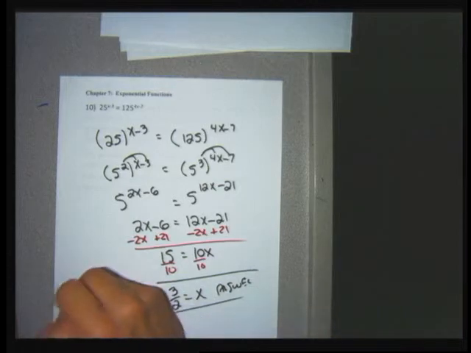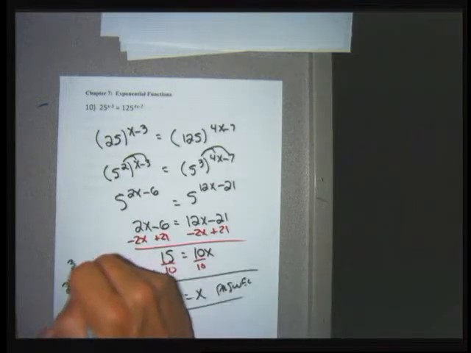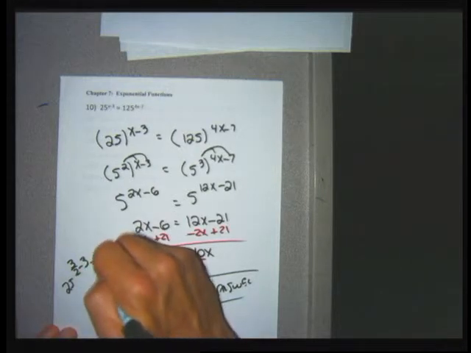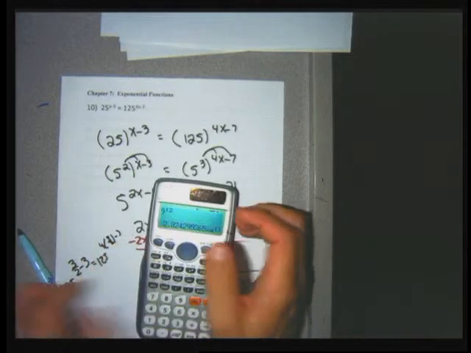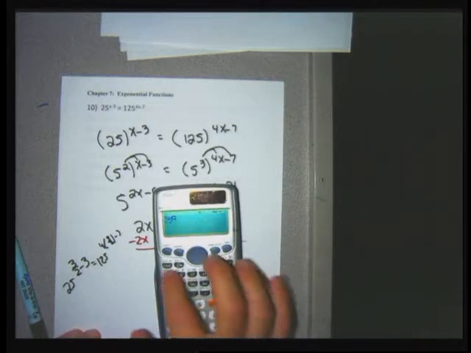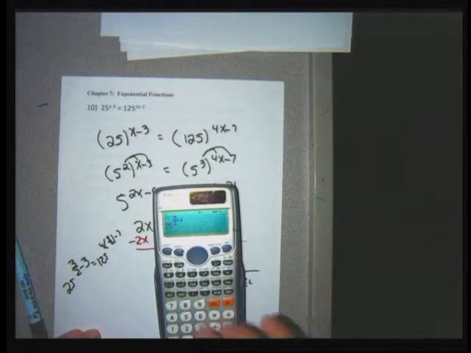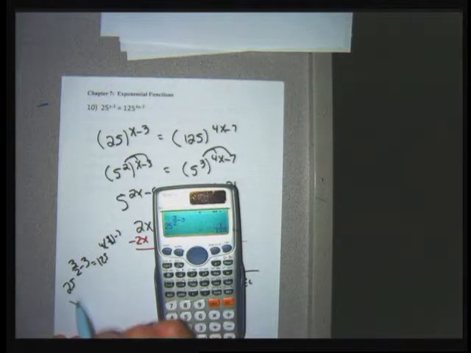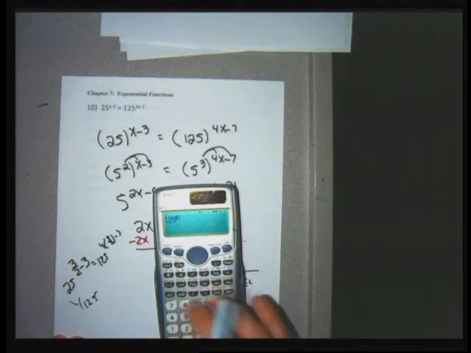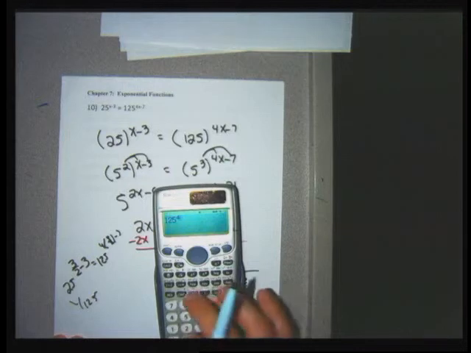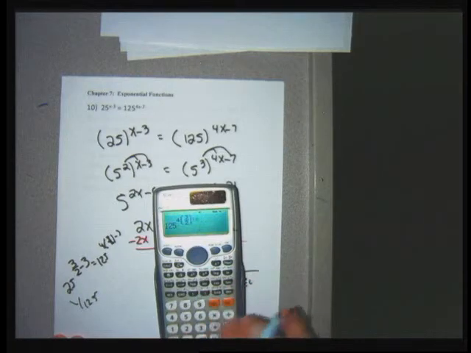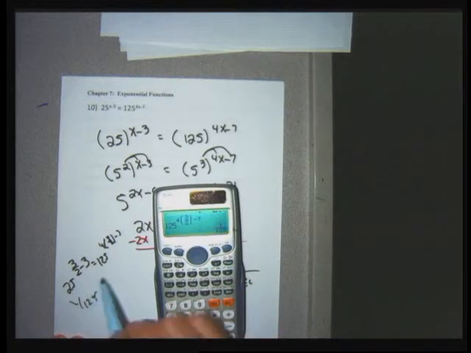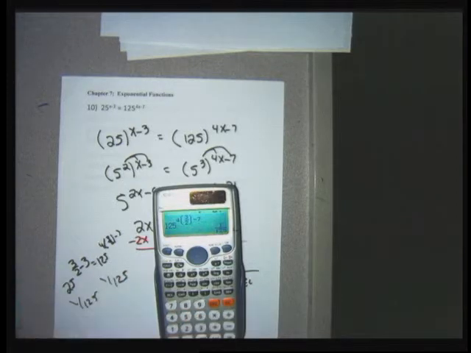For checking, I should go 25 to the 3 over 2 minus 3. That should equal 125 to the 4 times 3 over 2 minus 7. So I'll check that real quickly. Left side, 25 exponent fraction 3 over 2 minus 3 is 1 over 125. Right side, 125 exponent 4 parentheses fraction 3 over 2. I could have put a times sign instead of the parentheses, minus 7. And I get 1 over 125 again. So the calculator does the tables.